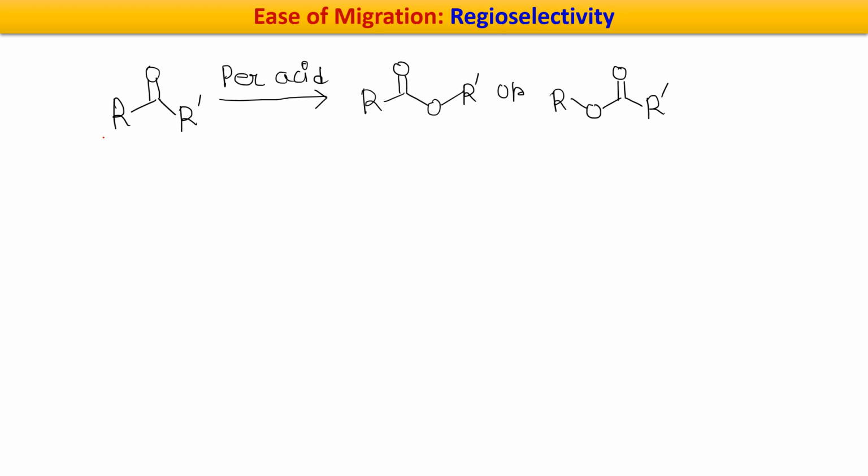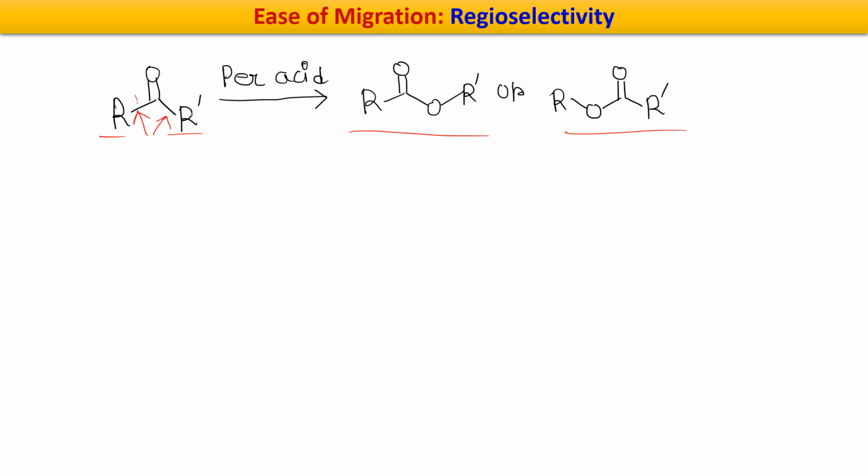As I have said, suppose your ketone is unsymmetrical, it may be cyclic also, but on both sides there will be different types of groups. And now you are doing this reaction, so there are two possibilities. You will get this or you will get the other one. That means oxygen is inserted either between R and CO or between R prime and CO.